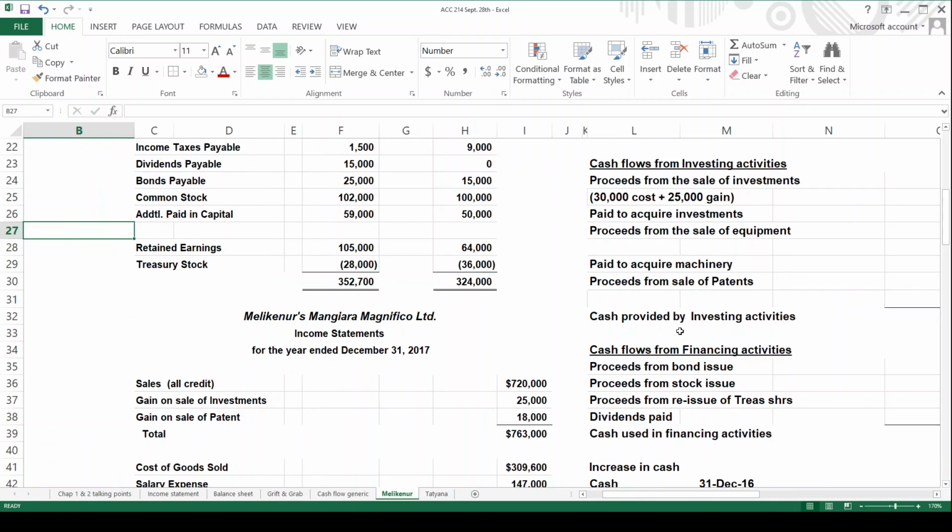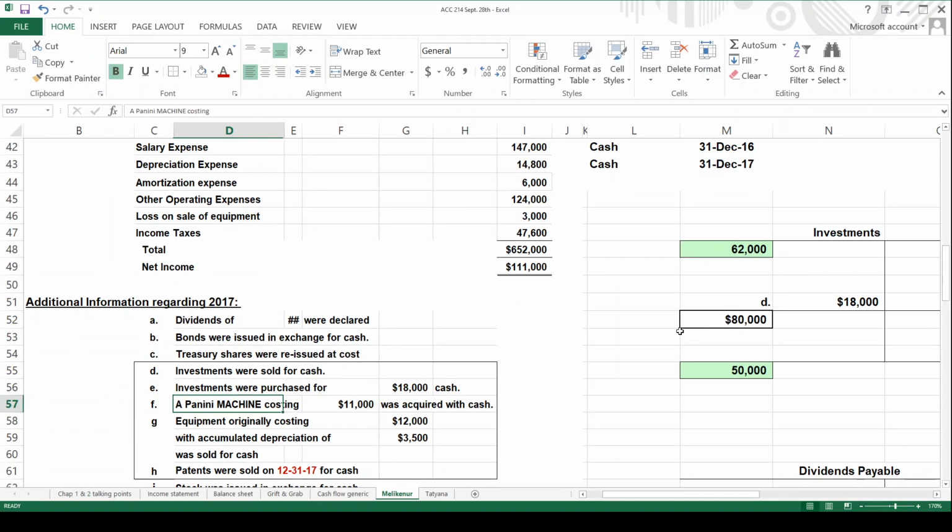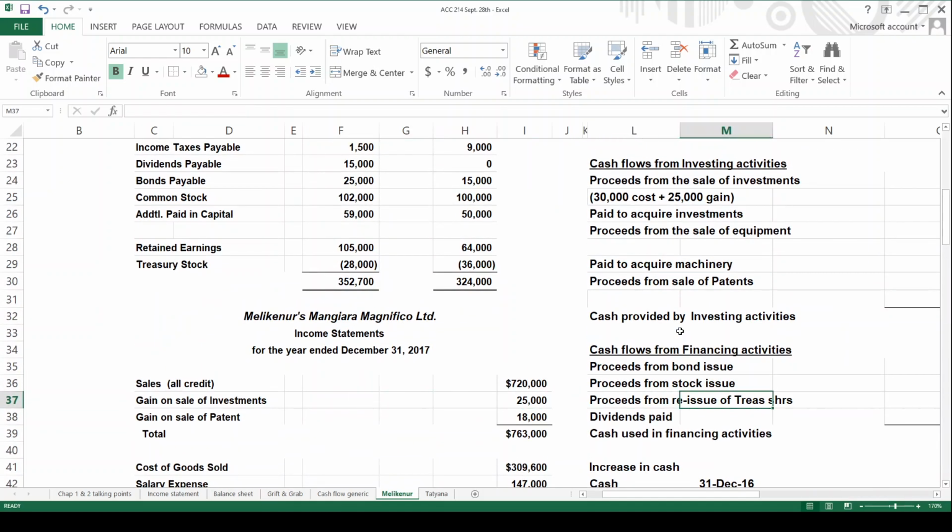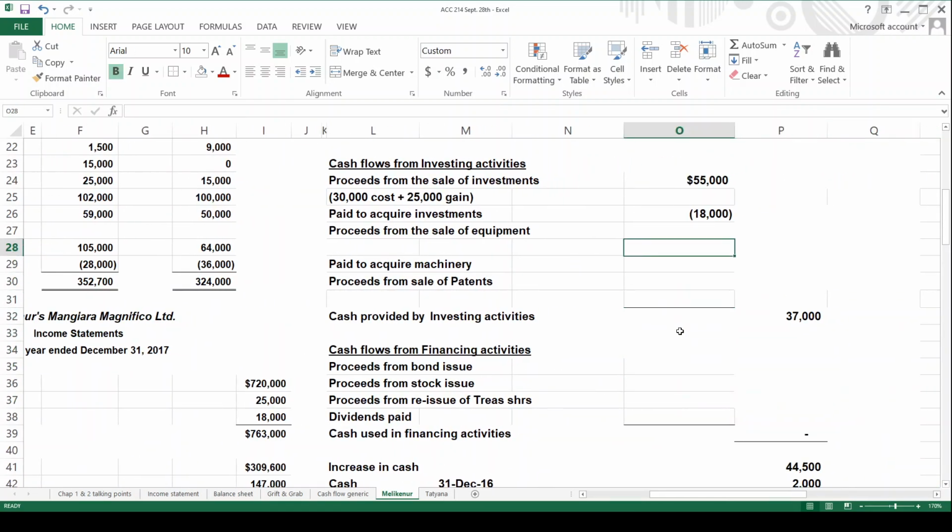All right. Now let's move on to equipment. That's going to be that panini machine. The panini machine we acquired with cash, so that's straight outgoing cash of $11,000. And it looks like we sold equipment at an original cost of $12,000 and accumulated depreciation of $3,500. All right, so the $11,000 is the easy part. So let's put that up here. Paid to acquire machinery or equipment. All right, 11,000, straight outgoing.